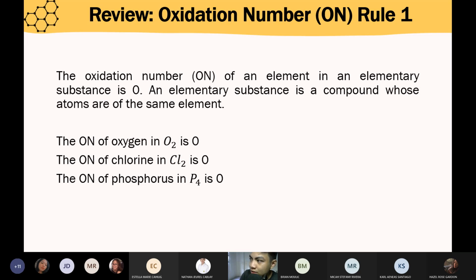Okay? So, rule number 1. The oxidation number of an elementary substance is 0. Okay. Ano meaning ng elementary? When you say elementary, it is in its elemental state. Okay. So, ano yung elemental state? Okay. So, for metals, monoatomic yun.